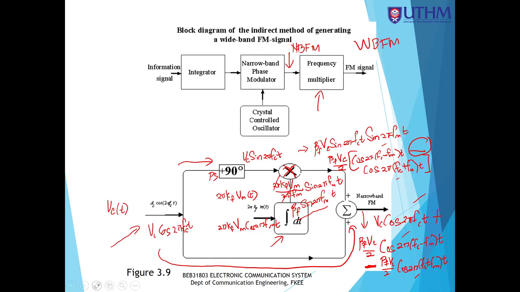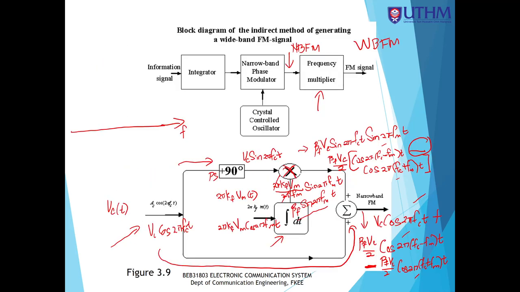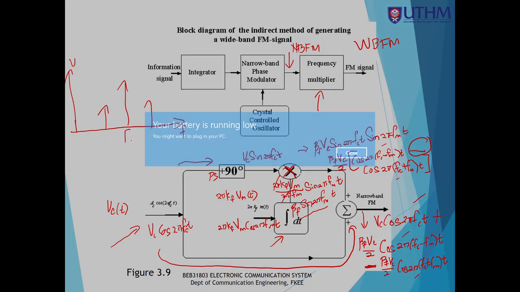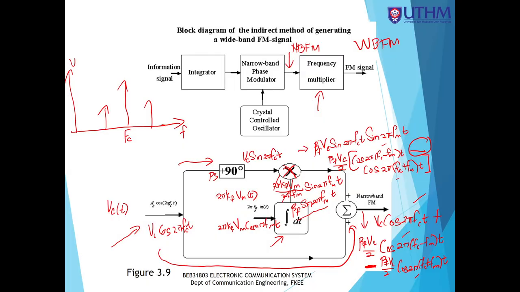Okay, so if you draw the frequency spectrum, you can see like this. Let's say here is F, and the y-axis is amplitude, V versus F. And here is the carrier, at FC. So here the carrier component has the amplitude of VC.